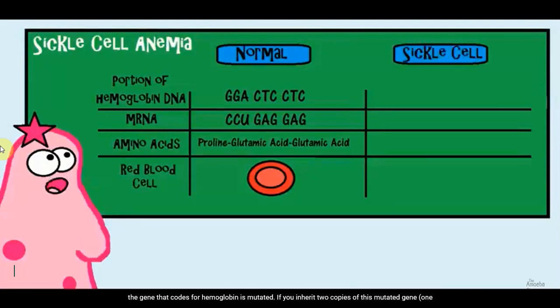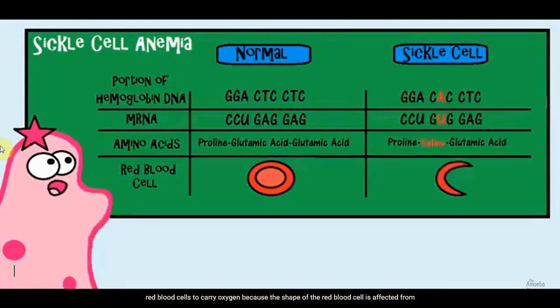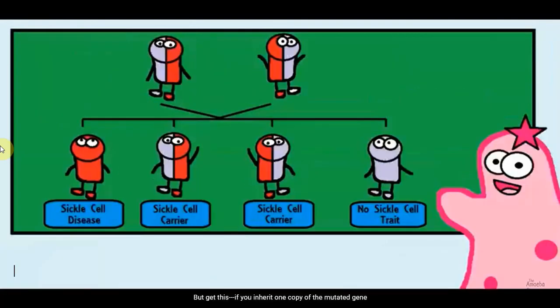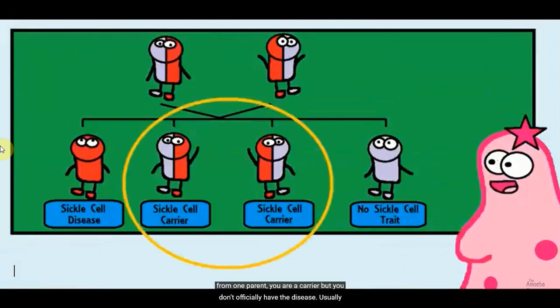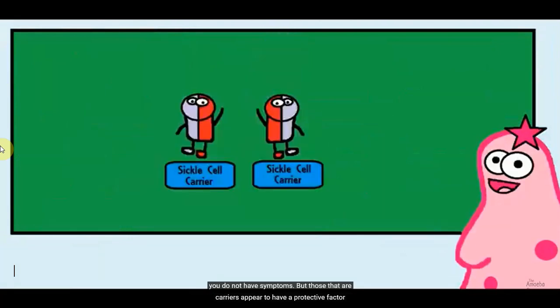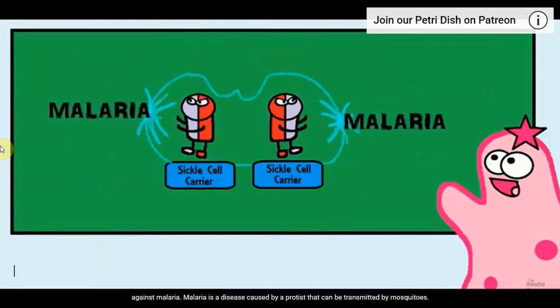And if you inherit 2 copies of this mutated gene, one from each parent, you can have this disorder. And the disorder makes it very difficult for your red blood cells to carry oxygen because the shape of the red blood cell is affected from this mutated hemoglobin protein, and this can lead to anemia and other problems. But get this, let's say you just inherit one copy of the mutated gene from one parent. You're going to be considered a carrier, but you don't really officially have the disease, and usually you don't even have symptoms. But what's interesting is carriers appear to have a protective factor against malaria.